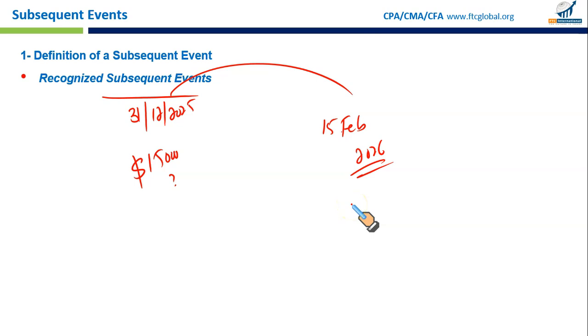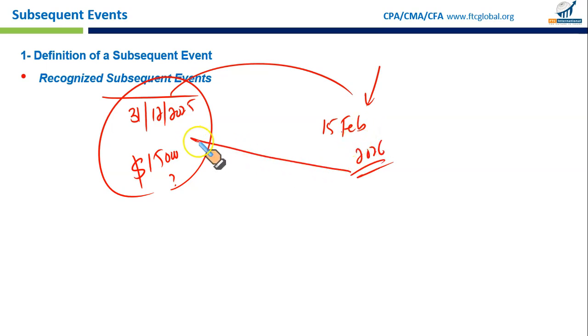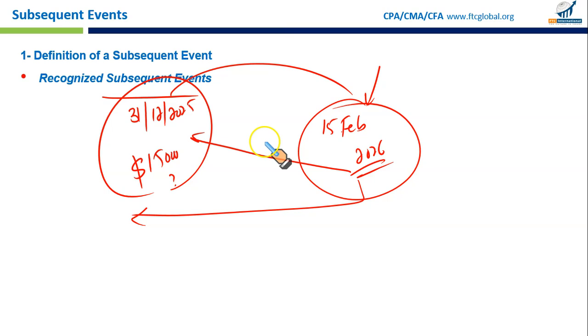So now on 15th of February we learned that it's a loss. The point is that this condition existed on 31st of December 2025. The subsequent event, the verdict of the court, proved that the amount is not collectible. So such an event, for which there was a condition existing on the balance sheet date, must be adjusted even if it has occurred after the balance sheet date.